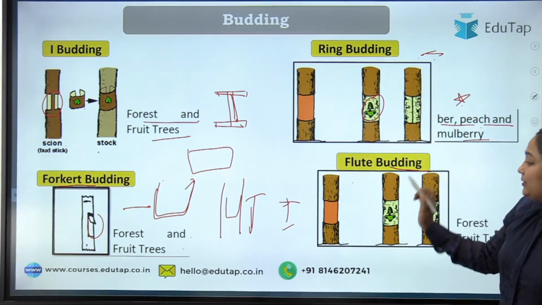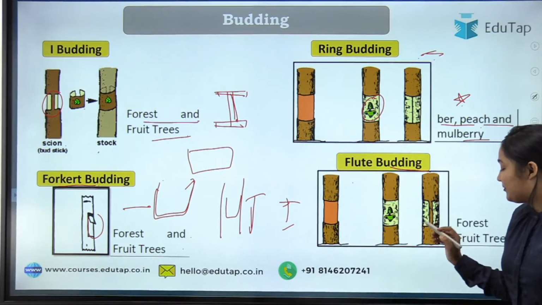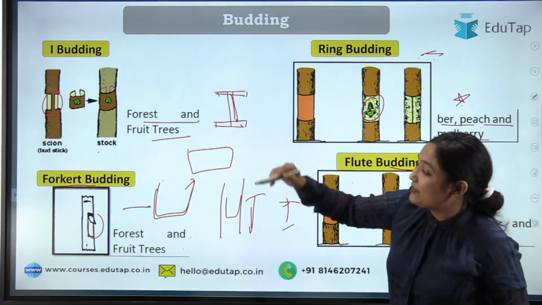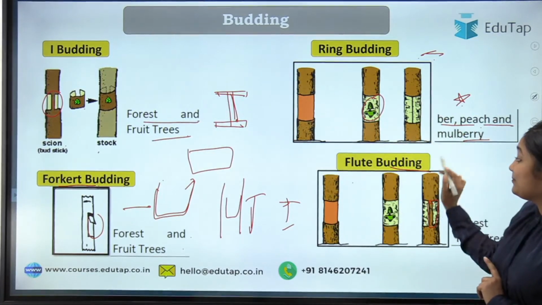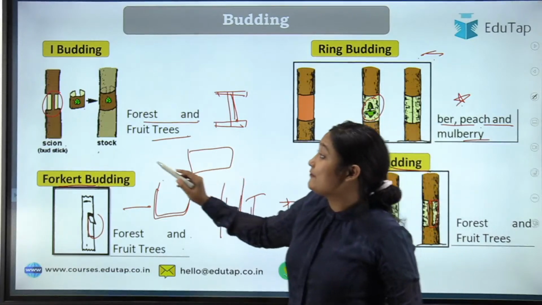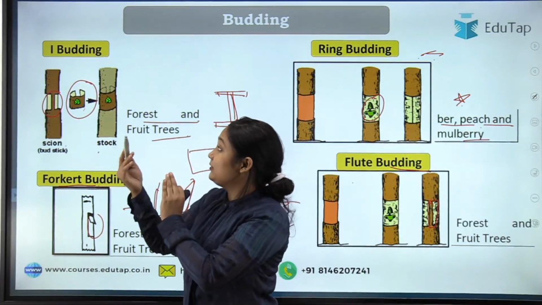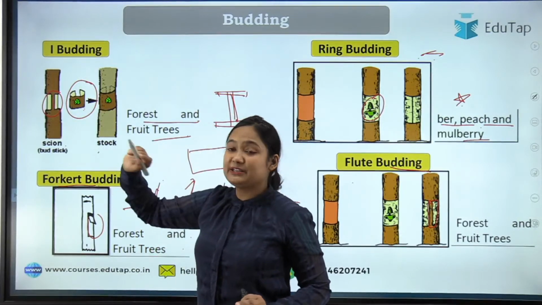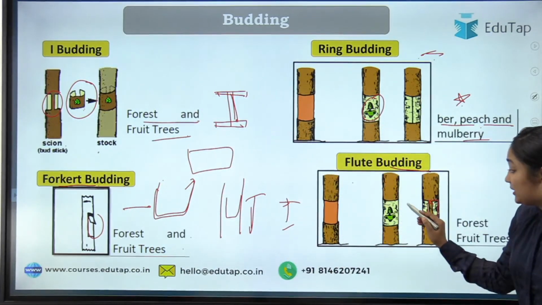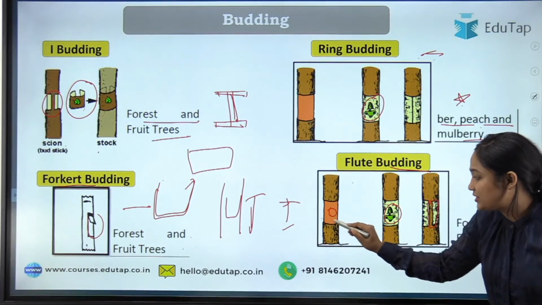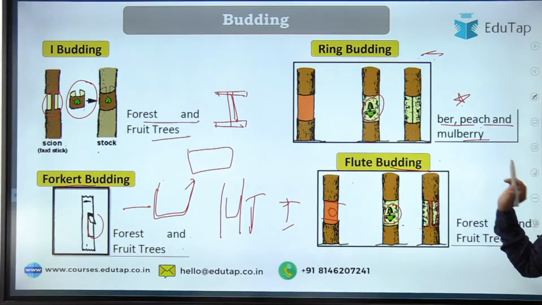This is similar to ring budding. We are completely removing the part, but we are just leaving an eye-like structure. Now somebody will ask, what is the difference between eye budding and flute budding? The difference comes from the part of the bud we are taking. Here we are taking a complete ring, which will completely fit in the eye budding method. But here the part we are taking is very small. It will just fit on this portion and we will cover it. So this is your flute budding.